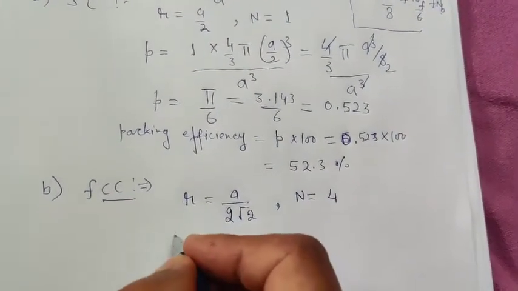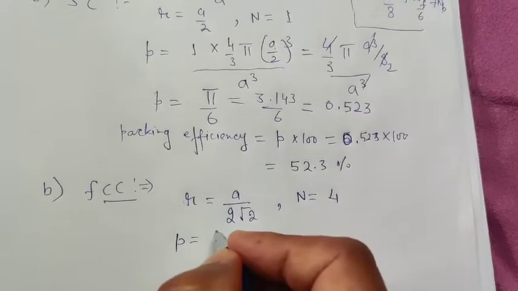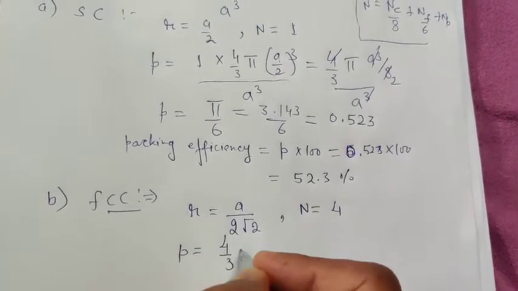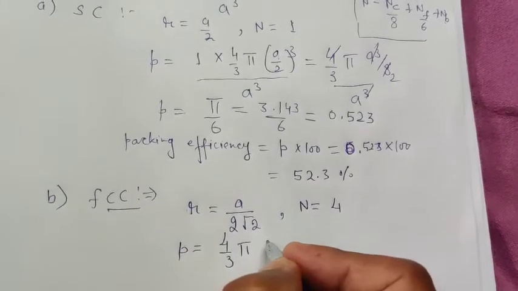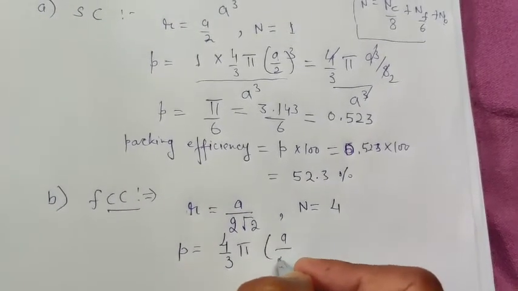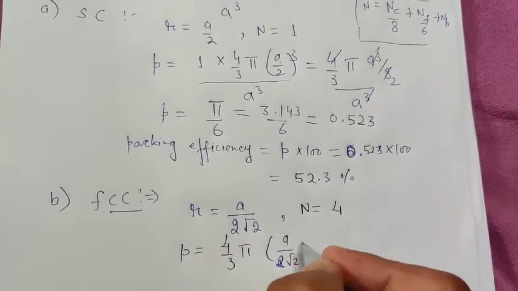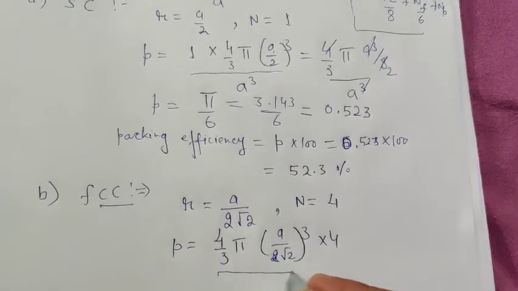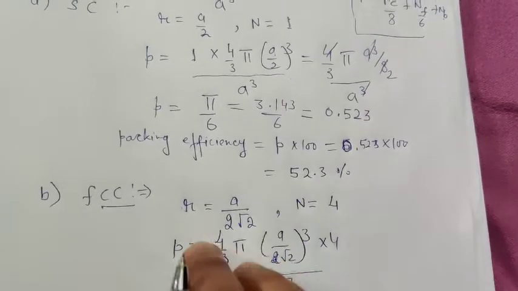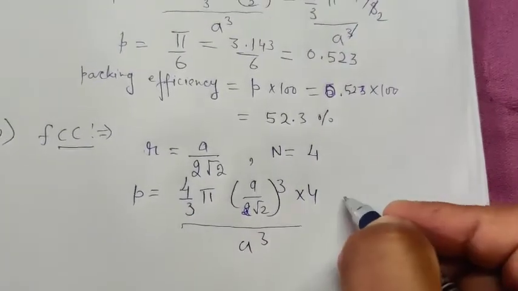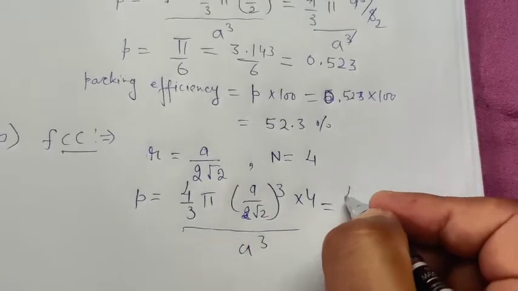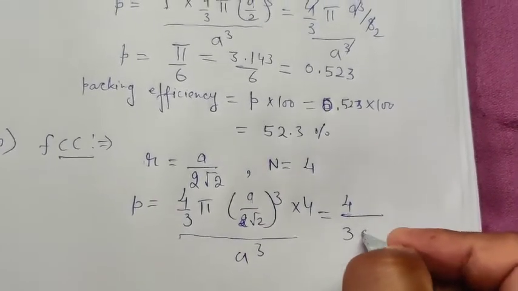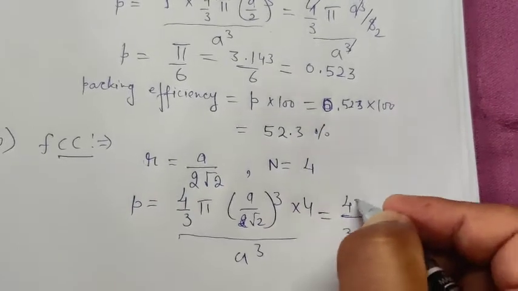So putting these values, that is 4/3 π, where r is (a/(2√2)) cubed, times the effective number of atoms, which is 4, divided by a cubed. If you simplify, this is 4/3 times 4 times a cubed times π.